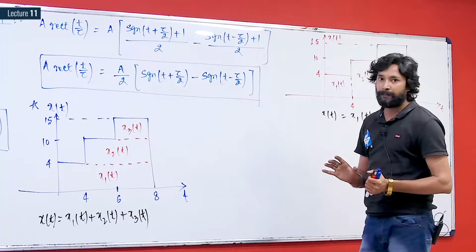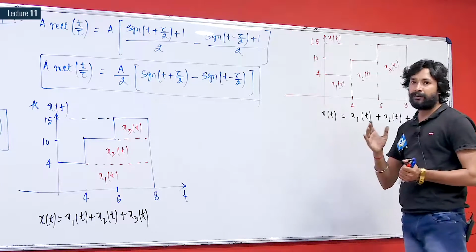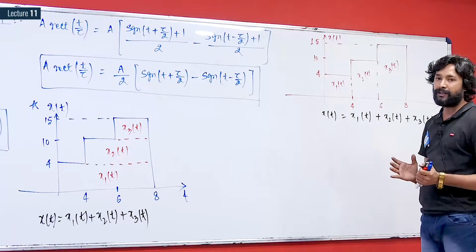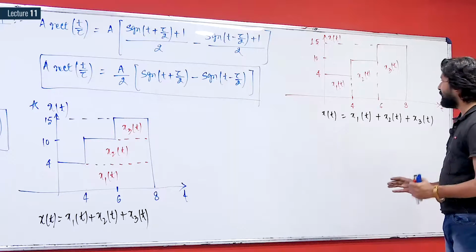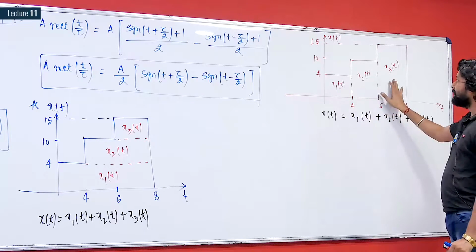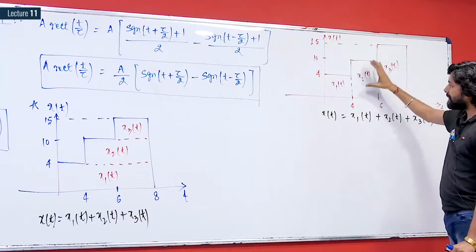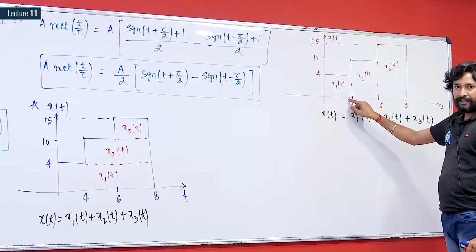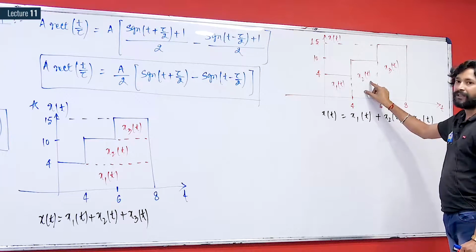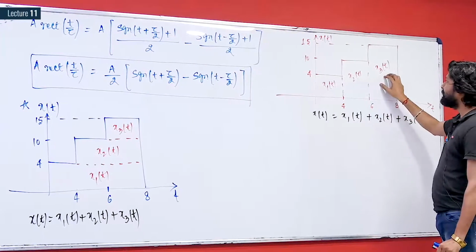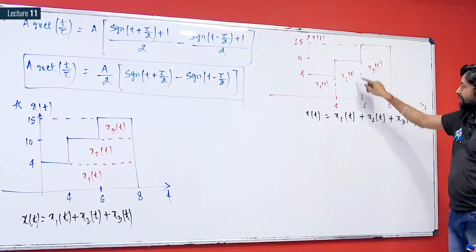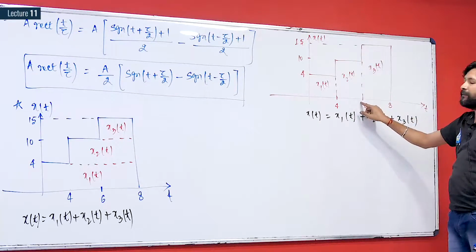So what you have to do, if in further lectures you have to express any function in terms of rectangular functions, then you are going to take non-overlapping functions like this. If you have taken this x1 of t, this to be x2 t and this to be x3 of t, then you can see that when x1 of t is ending, then only the x2 of t function is starting, and this x3 of t is starting after x2 of t has terminated at 6.